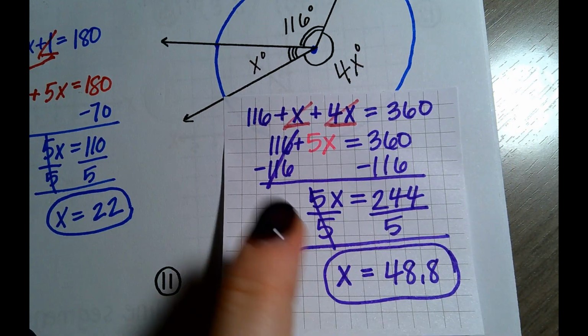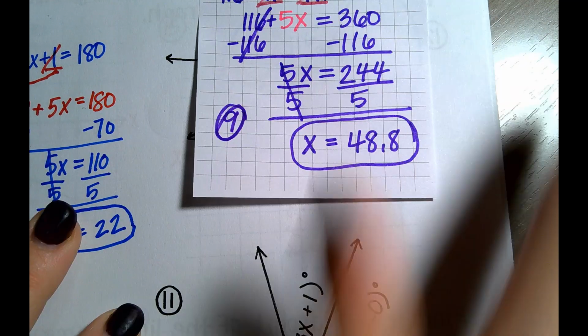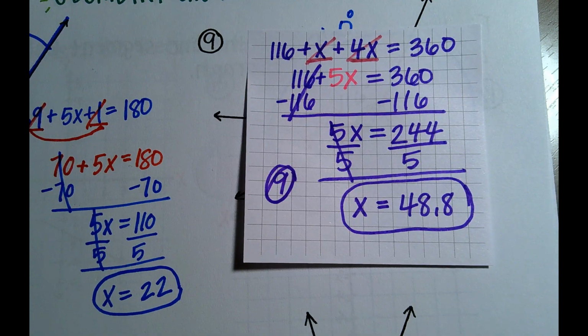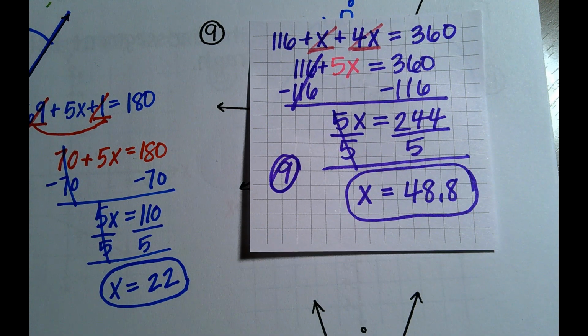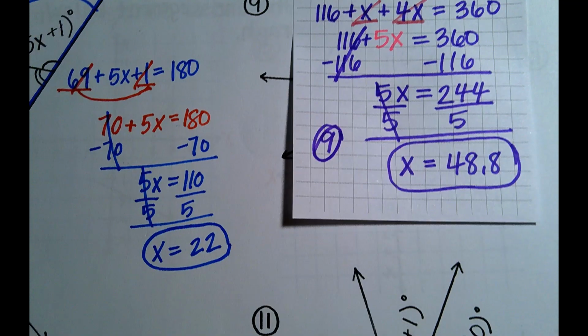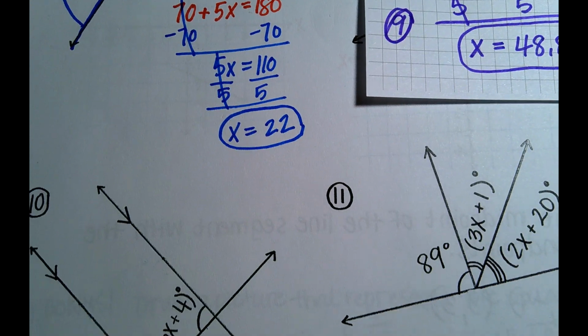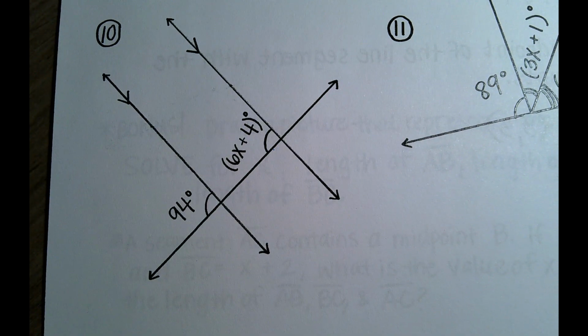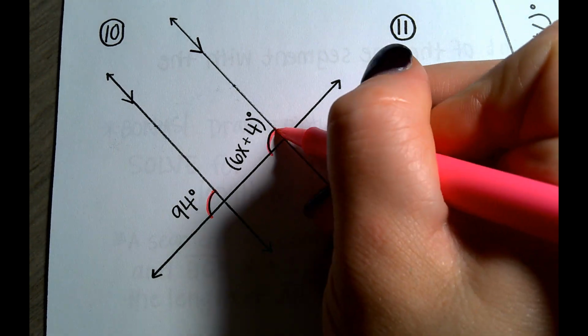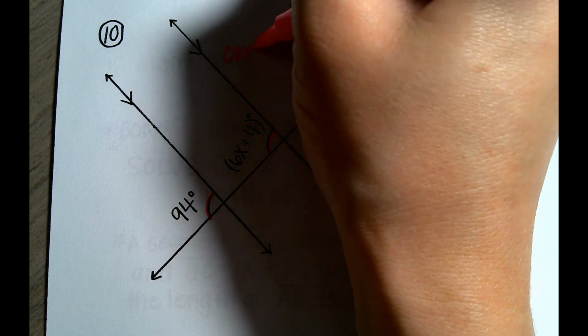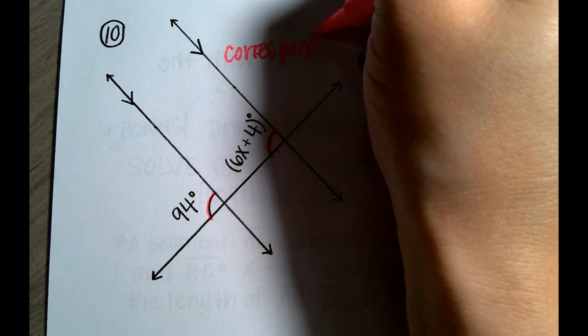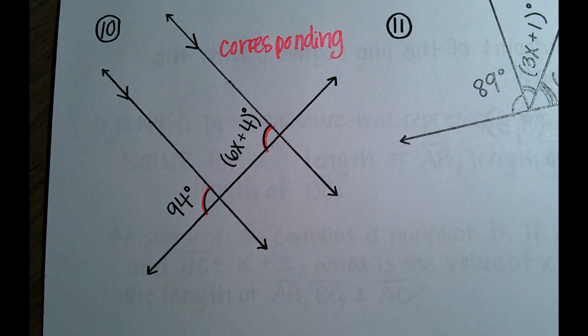Okay. Any questions about that one? Okay, 2 more. We can do it. I want to scooch up to number 10. Number 10. What's going on here? They are equal. We've got corresponding angles. So, what equation will I write?